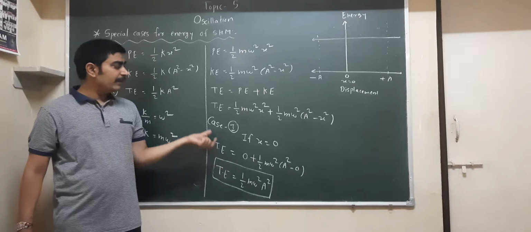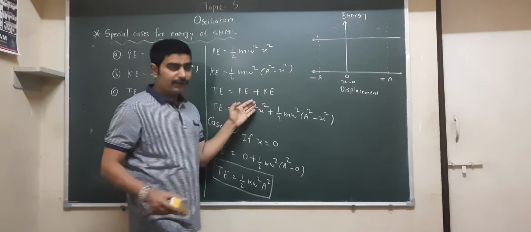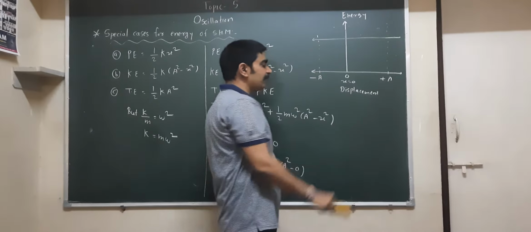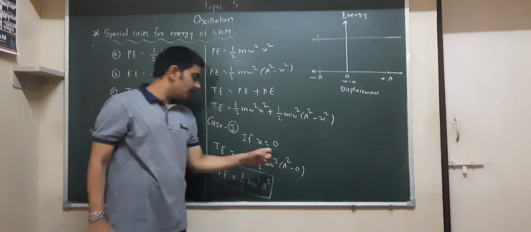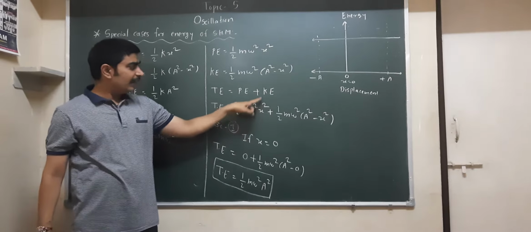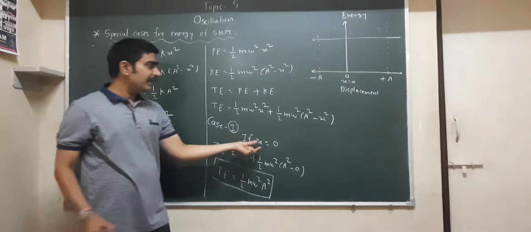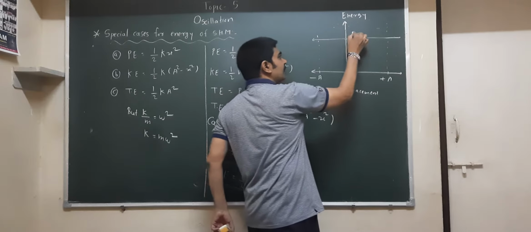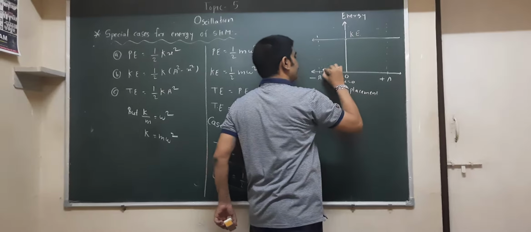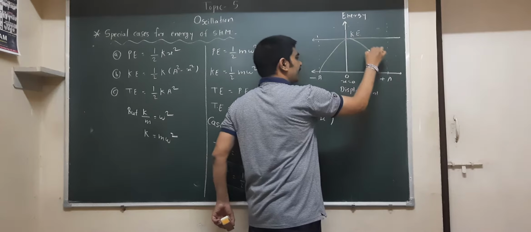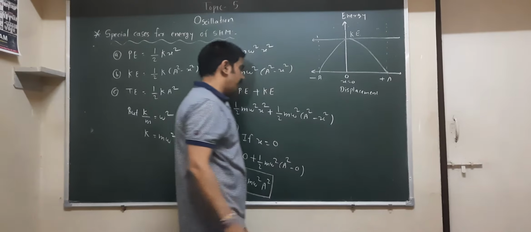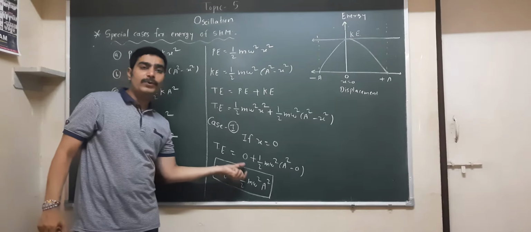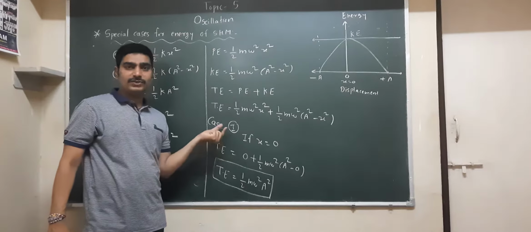So what we can say when x is equal to 0, friends, here I have plotted the graph of the energy against displacement. So if x is equal to 0, in that case the total energy is kinetic. So when x is equal to 0, then the energy will be the KE. So here is the kinetic energy. So what we can say, at the point x is equal to 0, the total energy is pure kinetic. So this is case 1.